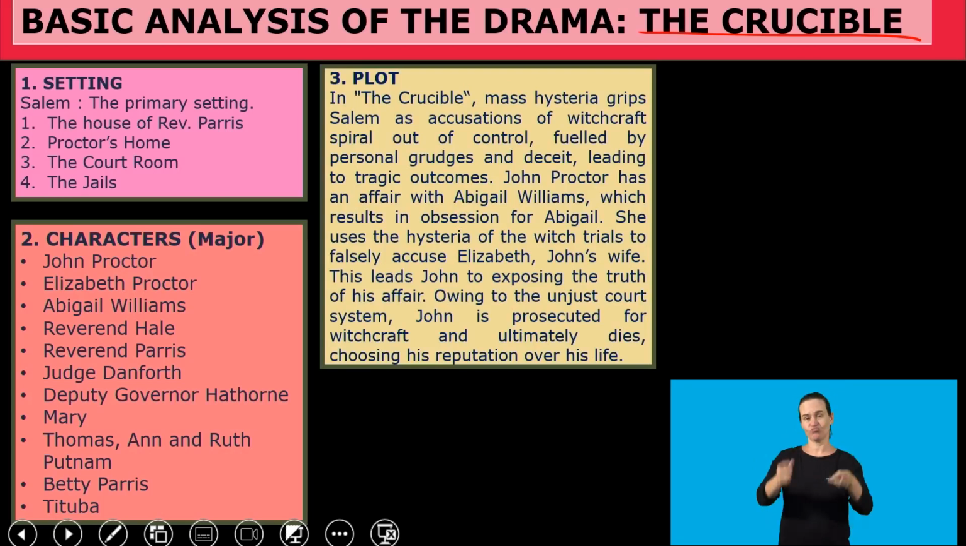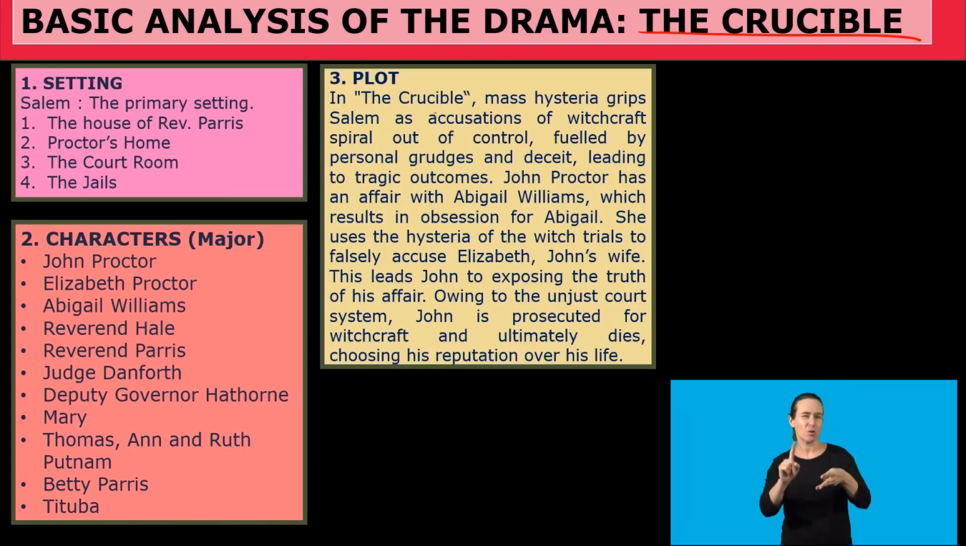The plot. In the Crucible, mass hysteria grips Salem as accusations of witchcraft spiral out of control, fueled by personal grudges and deceit, leading to tragic outcomes. John Proctor has an affair with Abigail Williams, which results in obsession for Abigail.